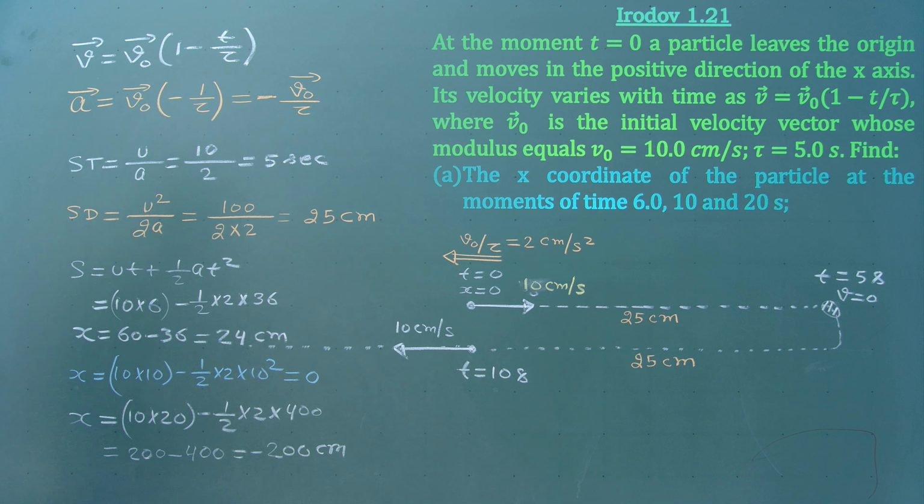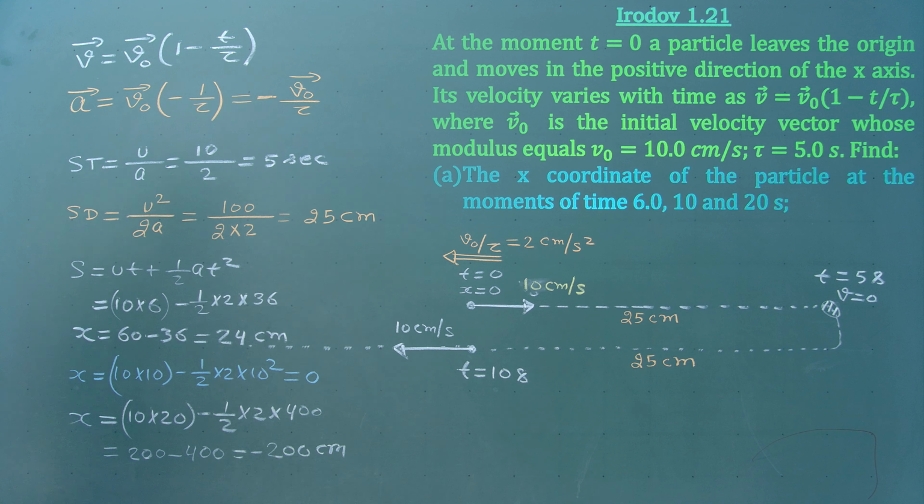So at t equal to 6 second, the answer is 24 centimeter. At time 10 second, the answer is 0 centimeter. And at time 20 second, the answer is minus 200 centimeter.